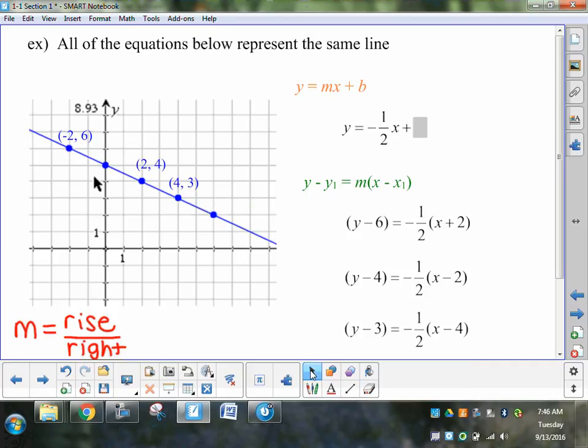For the first one, this y equals mx plus b is one equation of a line. And again, this equation right here is called slope-intercept form.